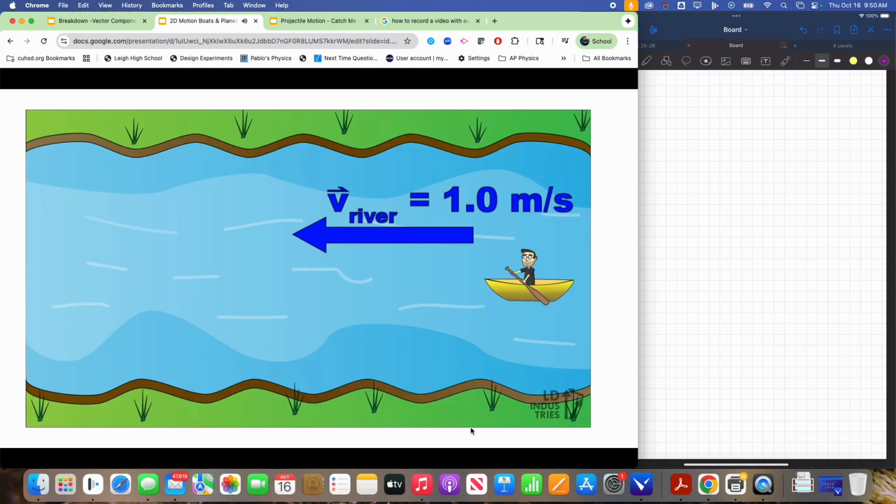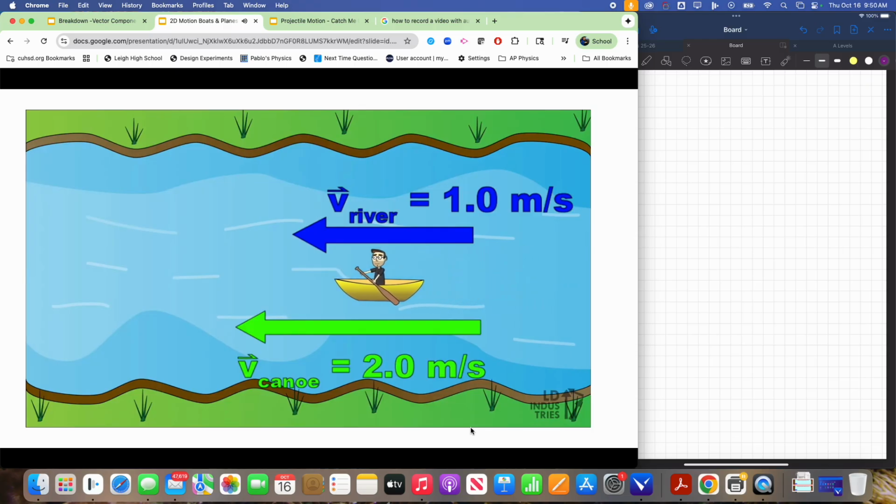So you probably know that if I paddle in the same direction as the river, my overall or resultant velocity will be 3 meters per second. And if I paddle in the opposite direction of the river, my resultant will be only 1 meter per second. So I guess I go faster when the river is with me and slower when I'm against it.